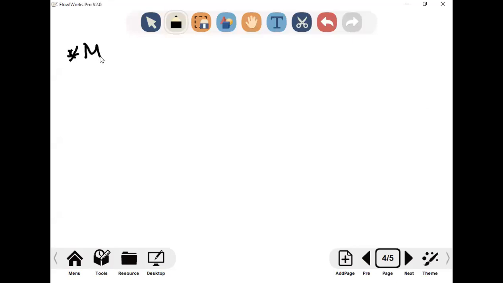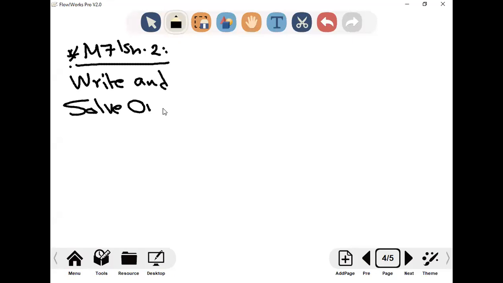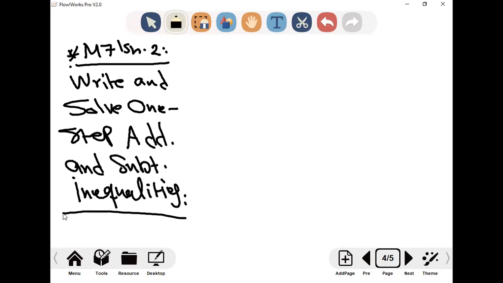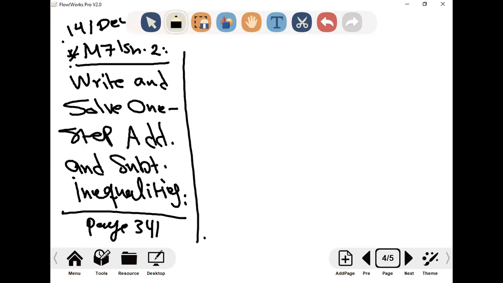Module 7, lesson 2. Write and solve one step addition and subtraction inequalities. Page 341, and today we are on 14 December. Now, in the previous lesson, we did what? Solving and graphing the solutions, right?